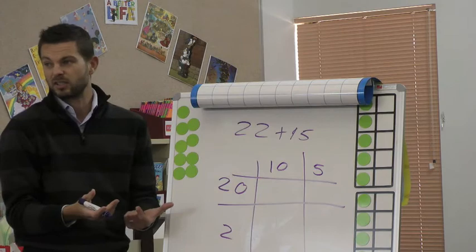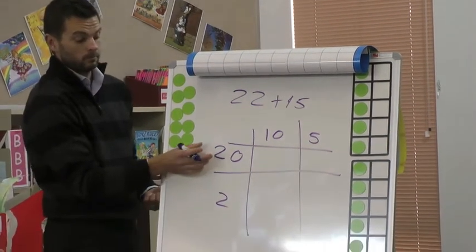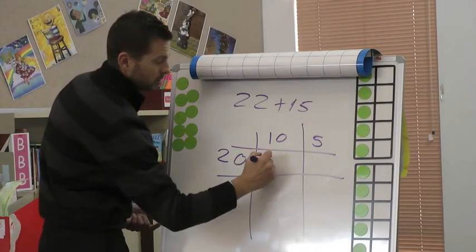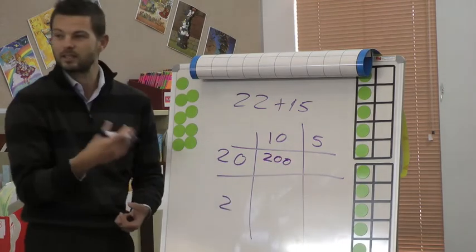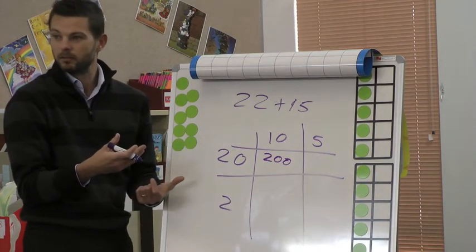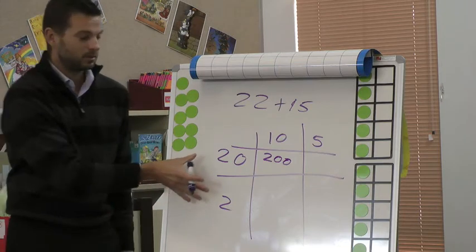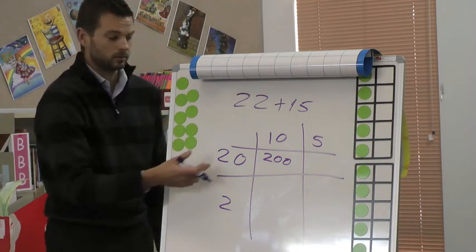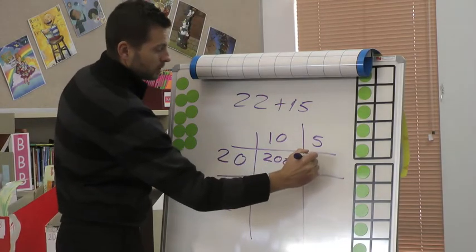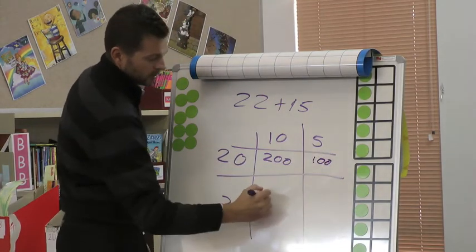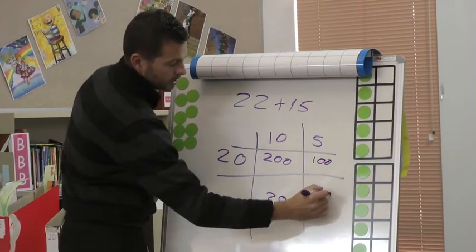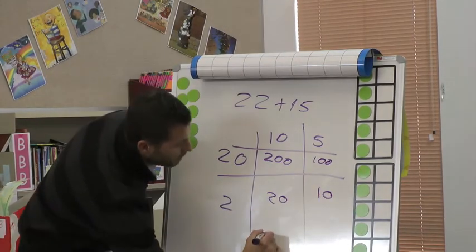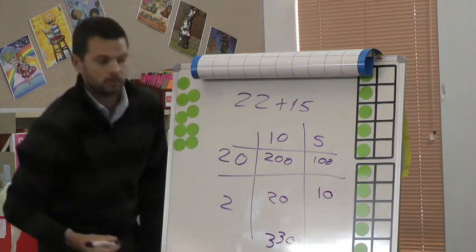Now all I have to do is just some really simple multiplication. 20 times 10 is 200. And this is for the kids that understand their facts. I'm not going to give this to year 1 kids who don't have their understanding of basic multiplication. 20 times 5 is 100. 2 times 10 is 20. 2 times 5 is 10. I just have to add all of that up now and I get 330.